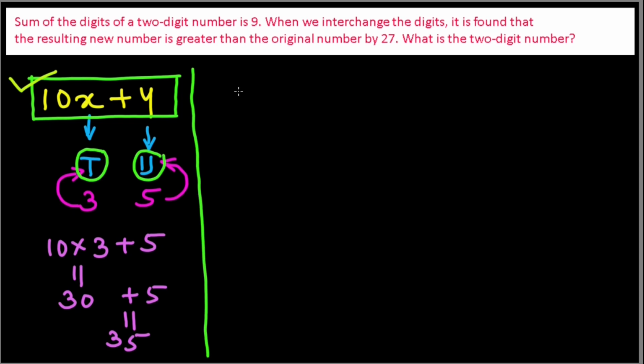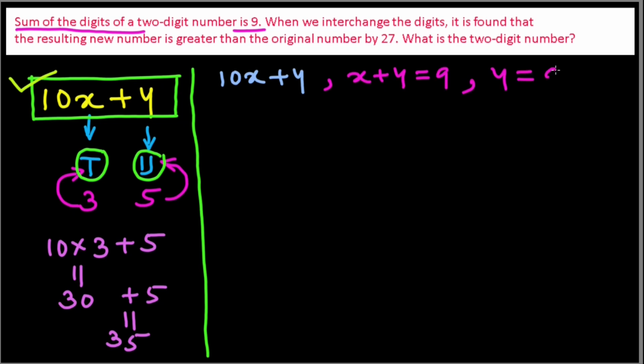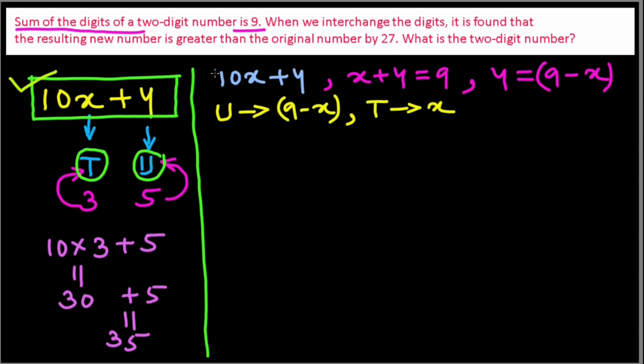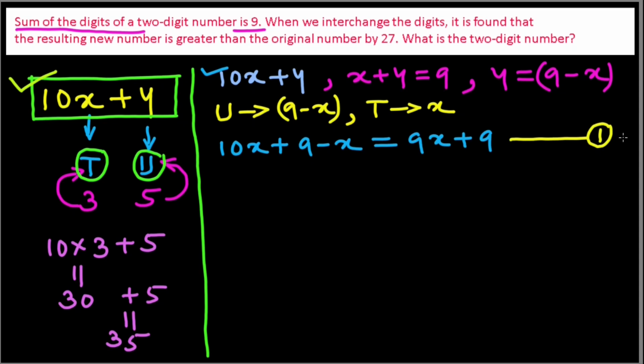Okay, we will start by assuming the two-digit number to be 10x plus y. It is given that the sum of digits is 9. So we write x plus y equals 9. That will be y equals 9 minus x. So the digit in the units place will be 9 minus x, and that in the tens place will be x. So the two-digit number 10x plus y will be 10x plus the digit in the units place, which is 9 minus x. So it will be 10x minus x, 9x plus 9. So this will be the required two-digit number.